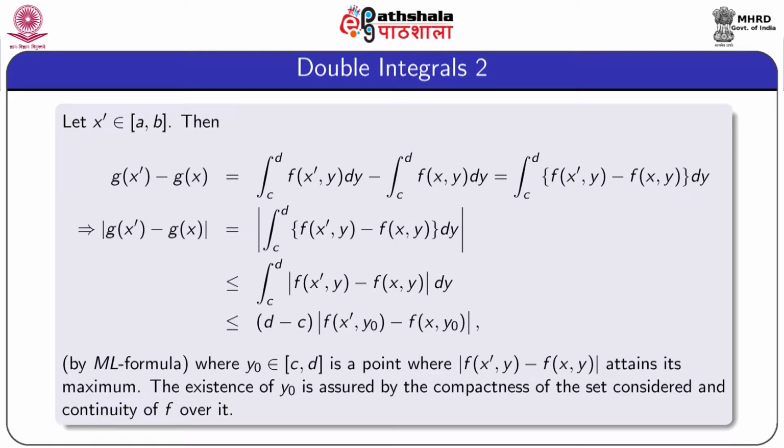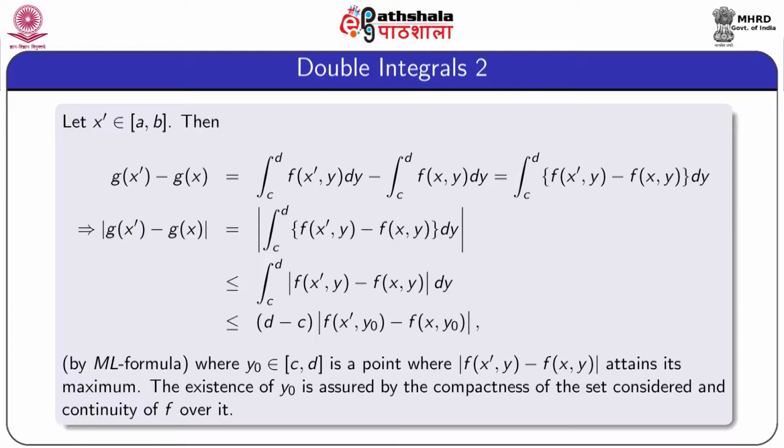Let x' be from the bounded closed interval [a, b]. Then the difference between g(x') and g(x) is the integral from c to d of f(x', y) minus f(x, y) dy. This implies the modulus of g(x') minus g(x) is less or equal to the integral from c to d of the modulus of f(x', y) minus f(x, y) dy, and that is less or equal to (d minus c) times the modulus of f(x', y0) minus f(x, y0). Here we used the ML formula to get this result.